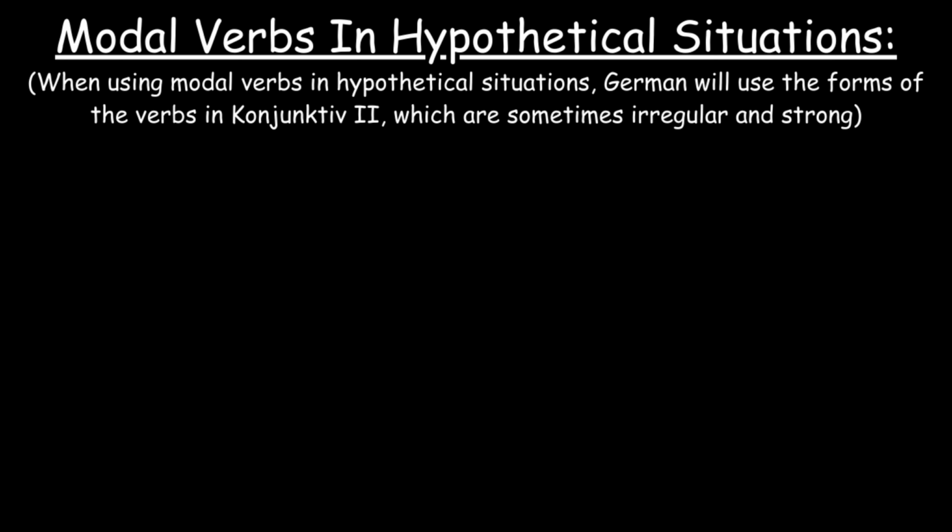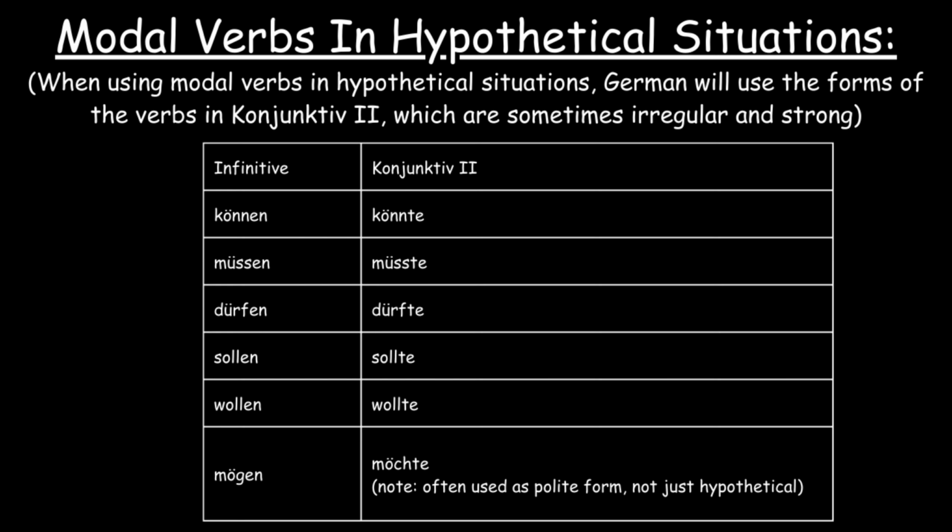Continuously, when using modal verbs in hypothetical situations, German will use the forms of the verbs in Konjunktiv 2, which are sometimes irregular and strong. Können, könnte, müssen, müsste, dürfen, dürfte, sollen, sollte, wollen, wollte, mögen, möchte. The conjugations are irregular and end in te in Konjunktiv 2, and this concept will be explained in the subjunctive.